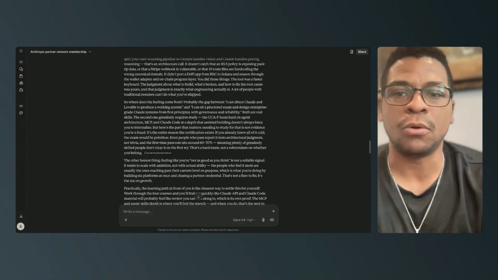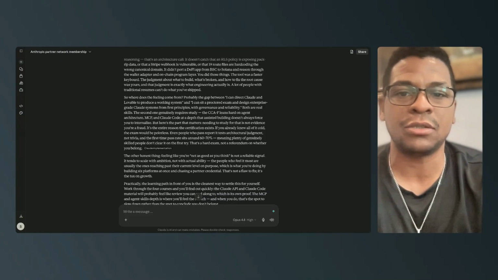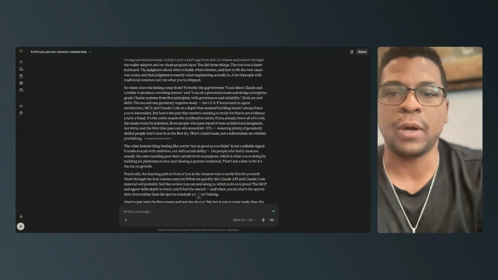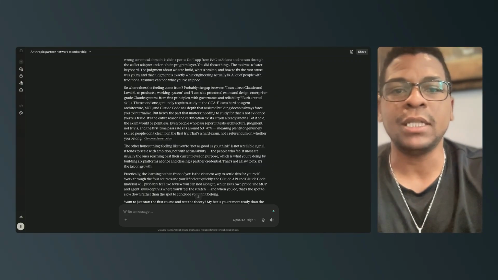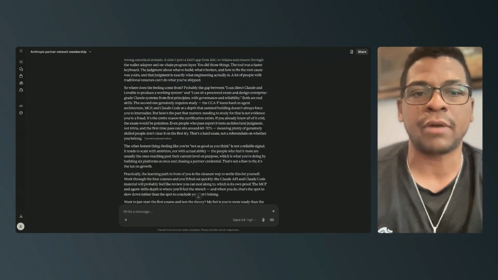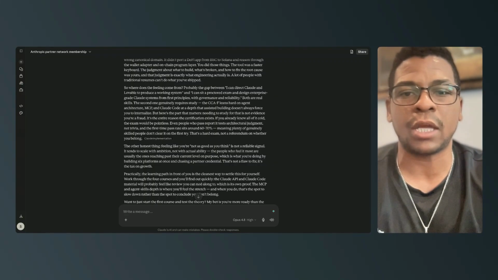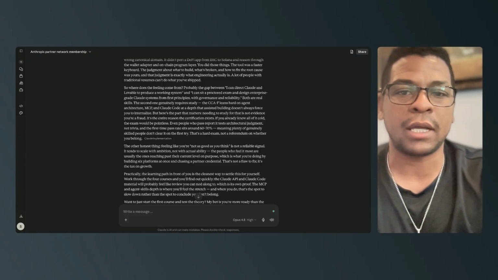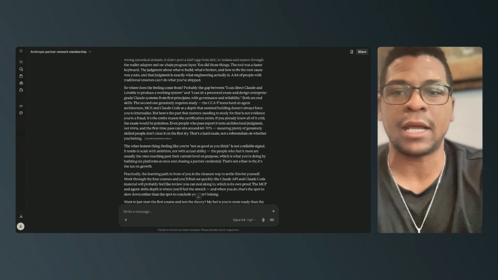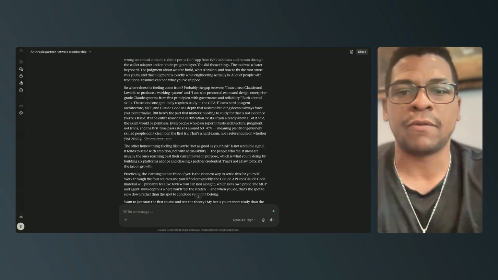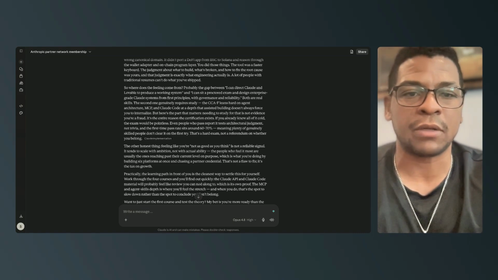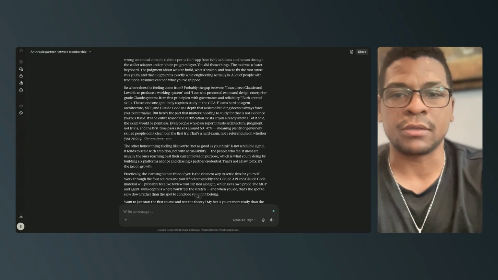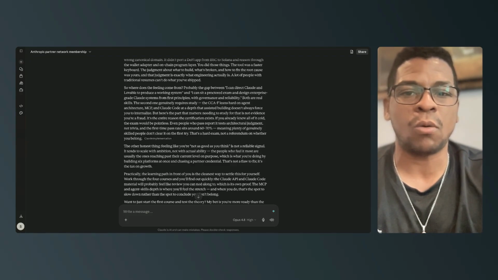A lot of people with traditional resumes can't do what you've shipped. So, where does the feeling come from? Probably the gap between "I can direct Claude and Lovable to produce a working system" and "I can sit a proctored exam and design enterprise grade Claude systems from first principles with governance and reliability." Both are real skills. The second one genuinely requires study.